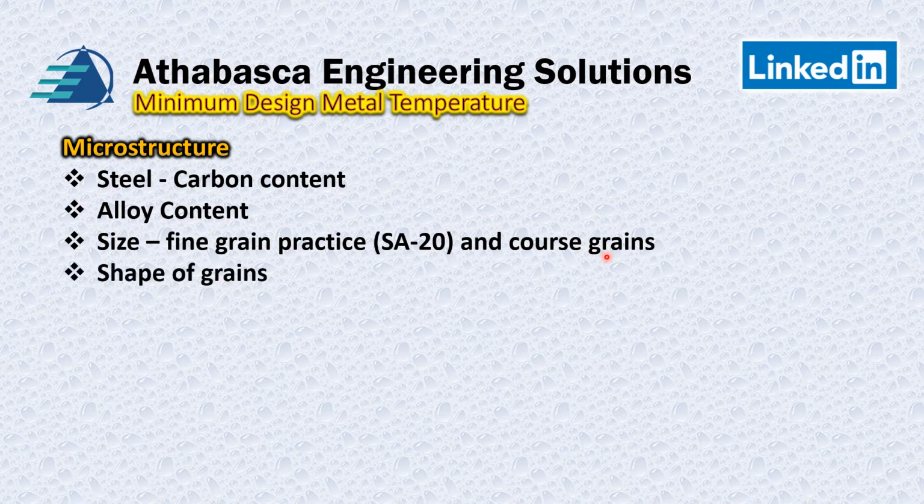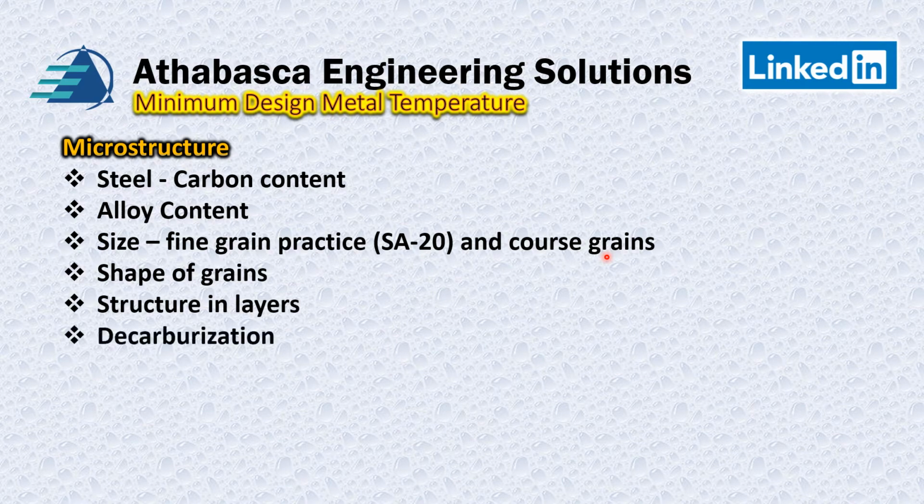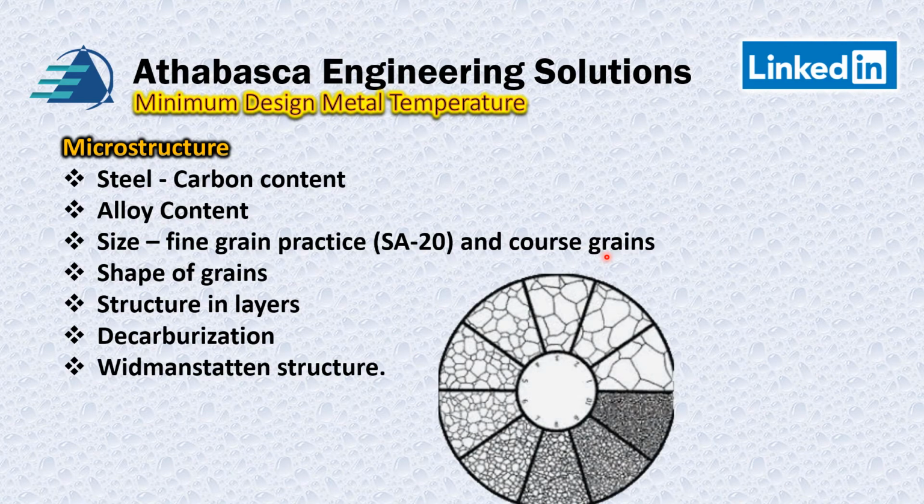The shape of the grains is another one that's quite important, as is the structure, the layers inside the structure. Decarburization is an issue where you get carbon leaving certain areas, making the microstructure more vulnerable to cracking. And there's the effect of the Widmanstätten structure, which is characteristic of the welding process, in the heat affected zone, the intersection between the parent material and the weld material.